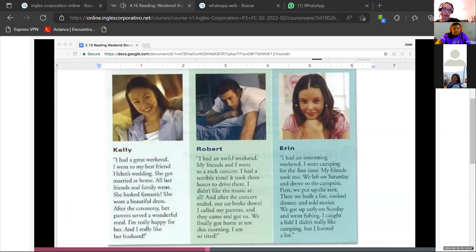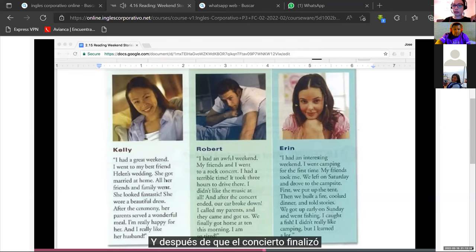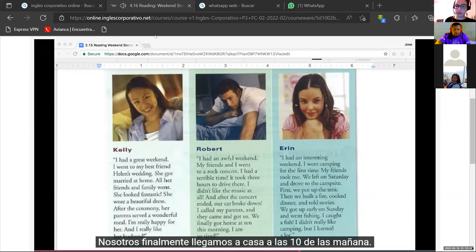Robert. I had an awful weekend. My friends and I went to a rock concert. I had a terrible time. It took 3 hours to drive there. I didn't like the music at all. And after the concert ended, our car broke down. I called my parents and they came and got us. We finally got home at 10 this morning. I am so tired.